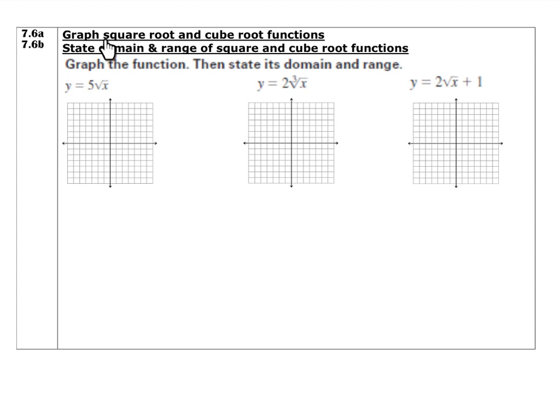7.6a and b, graph square roots and cubic functions, state domains and ranges of those. So here we have three different equations to graph. Let's just go ahead and sketch the graph of all three of these first. So in your graphing calculator, type y equals 5 to the square root of x. When you do that, you're going to get something that looks like this.